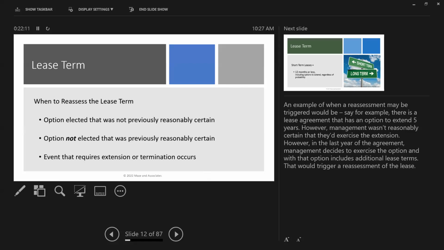So this kind of goes along the lines of what we were just talking about, when to reassess the lease term. So, kind of along the lines of that question about the 25 years. So you reassess the lease term, and obviously in a perfect world, you're looking at this all through the year and looking at your leases whenever any event happens. But in reality, you're going to be looking at your leases once a year, right? When you're preparing for the closing.